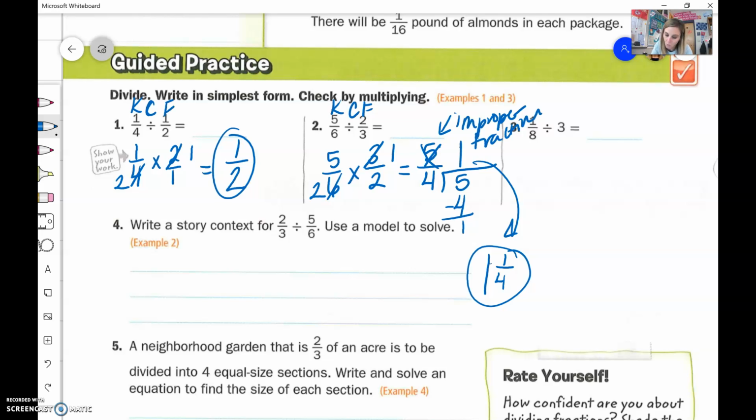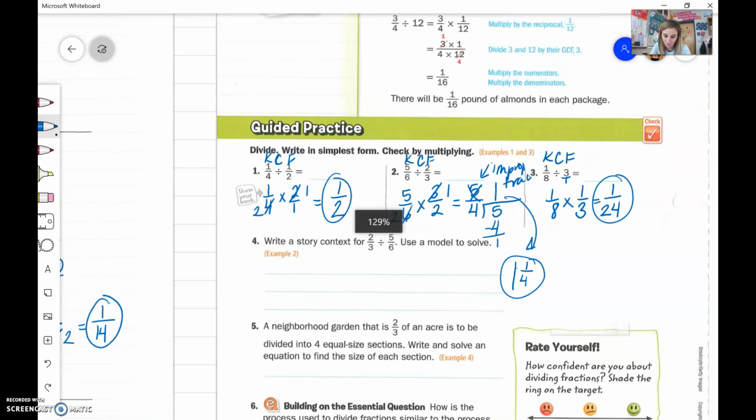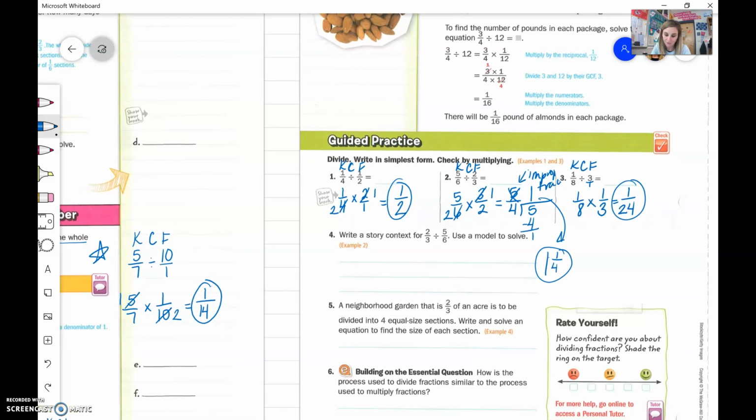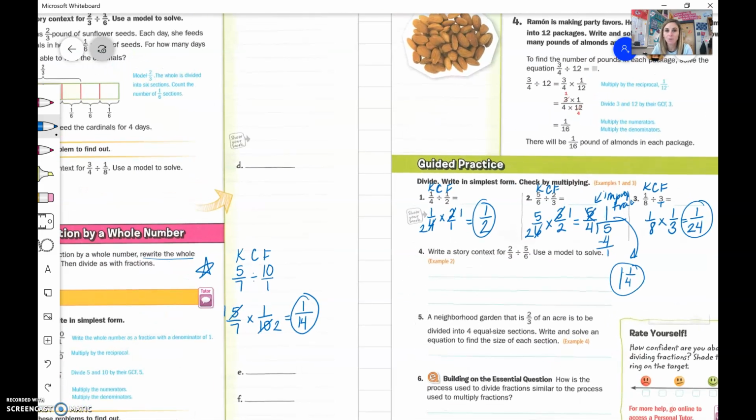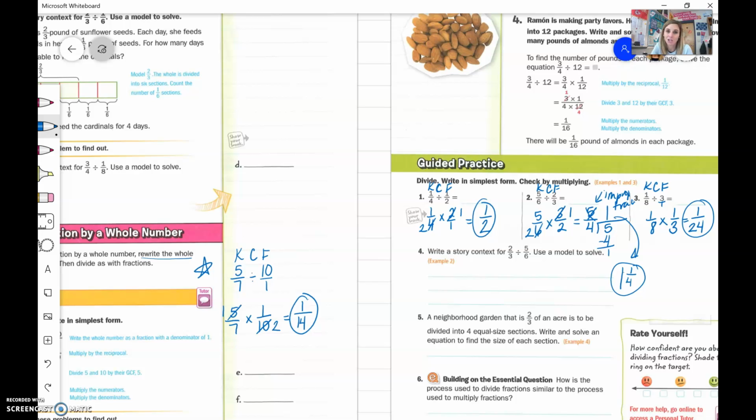Next one, 1/8 divided by 3. So we're going to do keep, change, flip. And we're going to keep 1/8, change division to multiplication, and 3 over 1 is actually 1 over 3 when we flip it. We multiply across, we get 1/24, and we are finished. That's it. I think it's pretty simple, self-explanatory. You just have to remember keep, change, flip when you are dividing, and basically it is just multiplication.